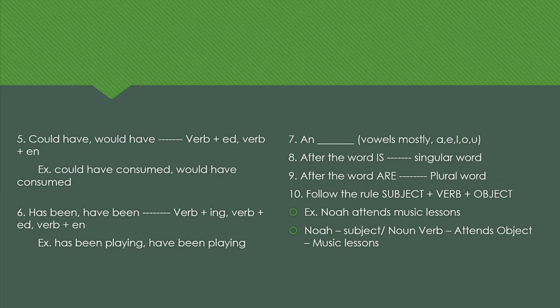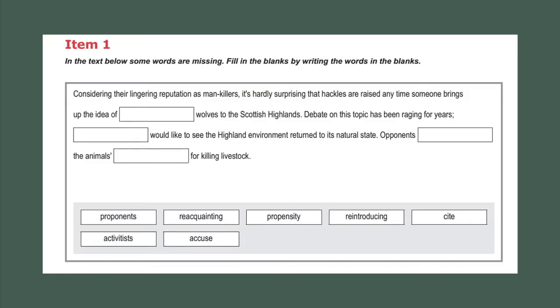And for the last rule, we can see if there is a combination of a subject, verb, and object. There should be a combination like that, subject followed by verb followed by object. So for example, here Noah attends music lessons. Noah is the subject or noun, and then the verb is attends and the object is music lessons. So this is how the order will be followed if you have a combination of subject, verb, and object.